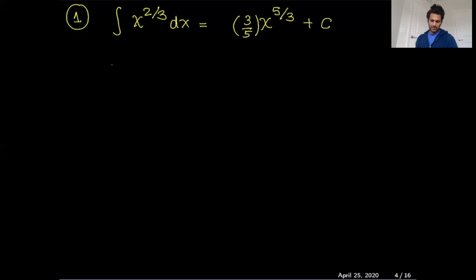Now, the next question is, what is the antiderivative of x to the power 9 dx? That will be x to the power 10: add 1 to the power, and reciprocate the power.